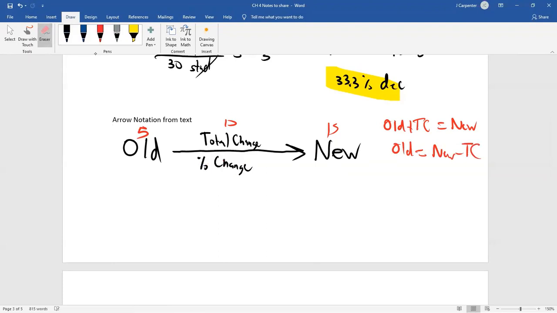Conversely, I can also instead give you the percent change and the old, and you could figure out the other two things based on that, but I'm not going to do that math yet because we haven't done enough to figure it out yet. So this is your arrow notation from your textbook.